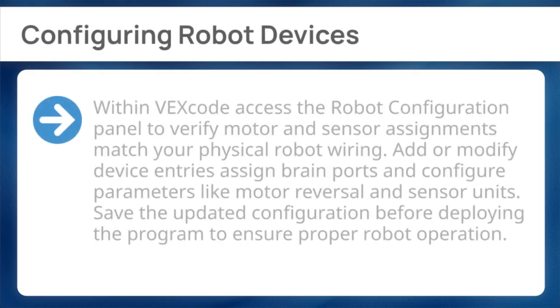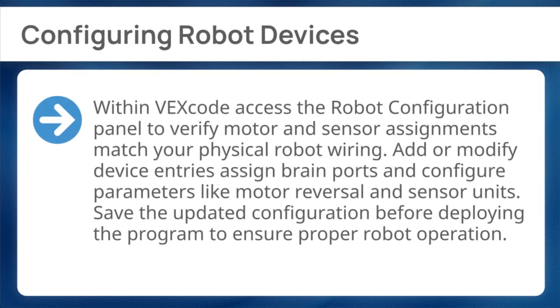Next, configuring robot devices. Within VEXcode, access the robot configuration panel to verify motor and sensor assignments, match your physical robot wiring, add or modify device entries, assign brain ports, and configure parameters like motor reversal and sensor units. Save the updated configuration before deploying the program to ensure proper robot operation.